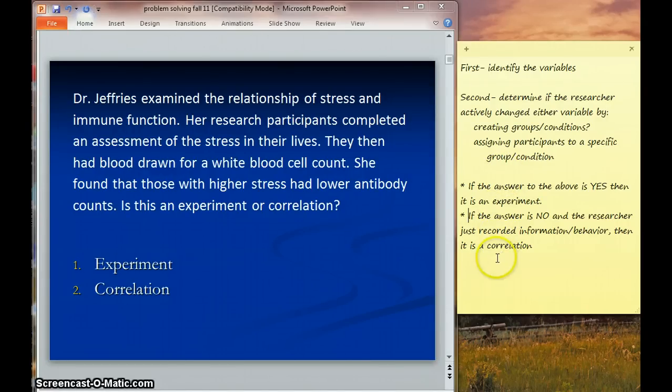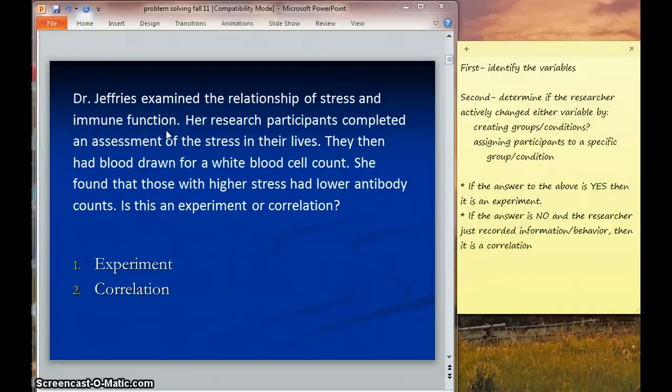The first thing that you should do when you look at a problem like this is to identify the variables, the main variables. So the first sentence says, Dr. Jeffries examined the relationship of stress and immune function. So right here we see that the main variables would be stress and immune function.